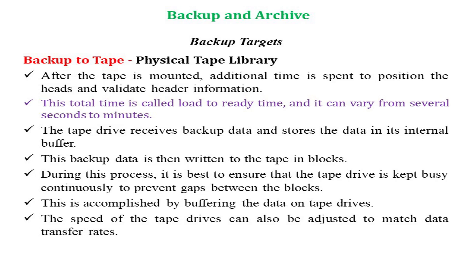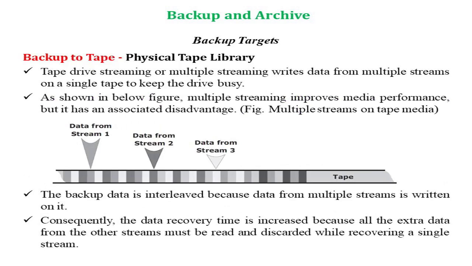The tape drive receives backup data and stores the data in its internal buffer. This backup data is then written to the tape in blocks. During this process, it is best to ensure that the tape drive is kept busy continuously to prevent gaps between the blocks. This is accomplished by buffering the data on tape drives. The speed of the tape drives can also be adjusted to match data transfer rates.